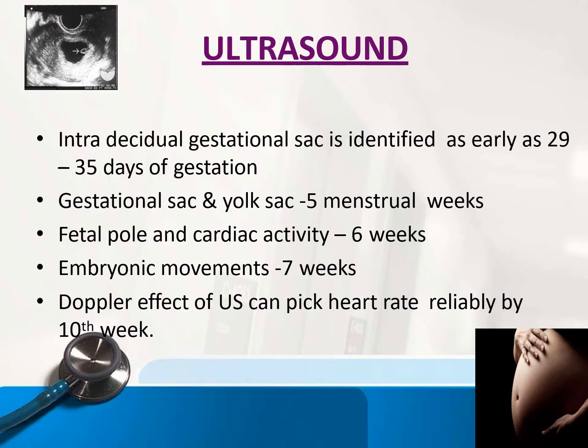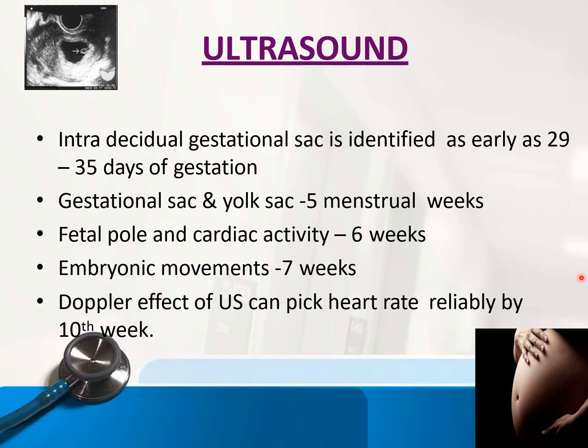Next is the ultrasonography. Ultrasonography is the confirmatory method for diagnosing pregnancy in the first trimester. If you are going for the ultrasonography, you can see the gestational sac between 29 to 35 days of gestation, and the yolk sac also will be visible within 5 menstrual weeks. And by the 6th week, you can identify the fetal pole and fetal cardiac activity also.